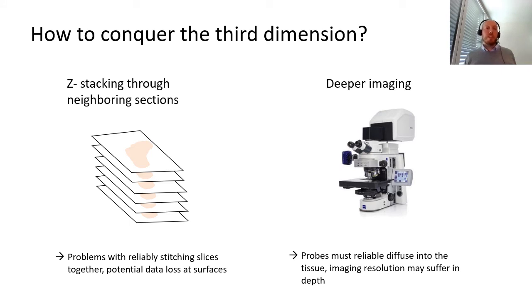Now, when you think of this challenge, the two most obvious solutions that come to mind would be either to work on multiple slices and stitch these together, which would require algorithms and procedures that are capable of doing this without much information loss in the slicing plane. Or, on the other hand, one could work with thicker sections and use imaging techniques that allow imaging in deeper sections of tissue, such as confocal imaging. However, here it is important to note that even if the imaging challenge can be overcome, reliably diffusing probes into and out of a thick tissue block might become a challenge in itself.